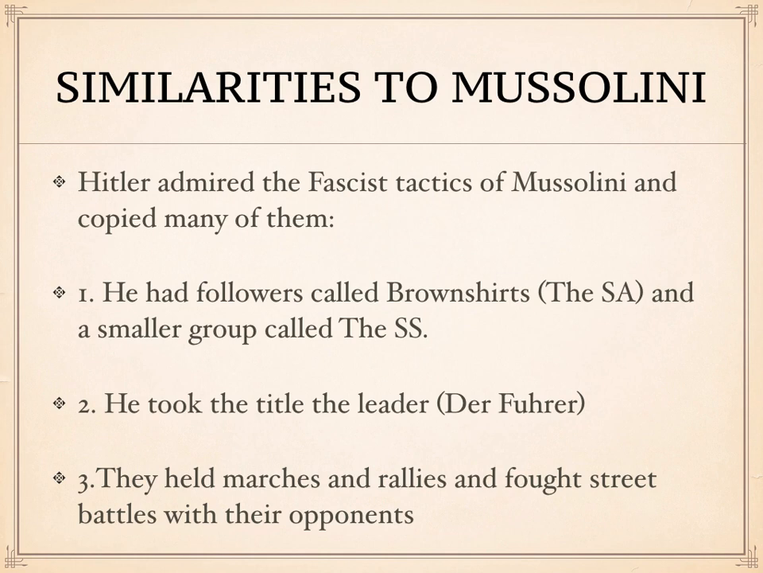Hitler looked to Mussolini, who had recently finished his march on Rome to take power. He admired many of his tactics. We'll see similarities and how they evolve. He will have followers called the Brownshirts or the SA, and a smaller group called the SS, just like the Black Shirts and the Squadristi in Mussolini's Italy. He also took a title of the leader, Der Führer, in the same way Mussolini was Il Duce. And he also held marches and rallies and they fought street battles with their opponents, especially communists in the early days.